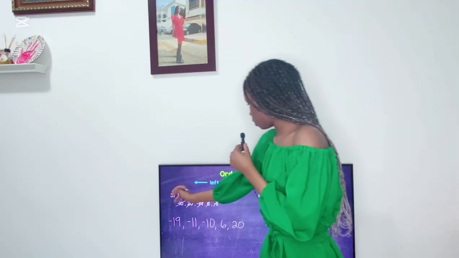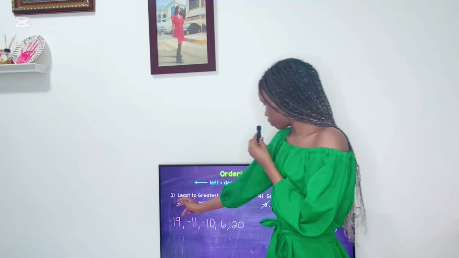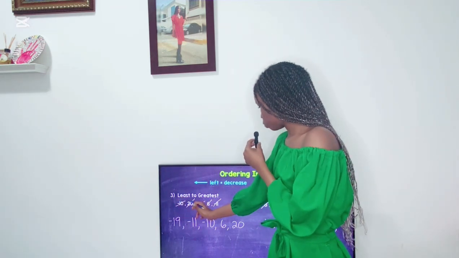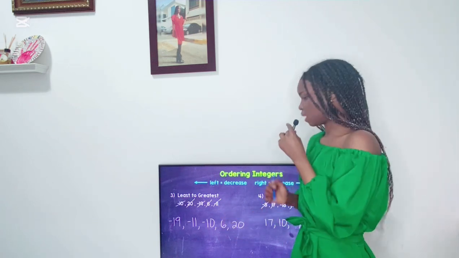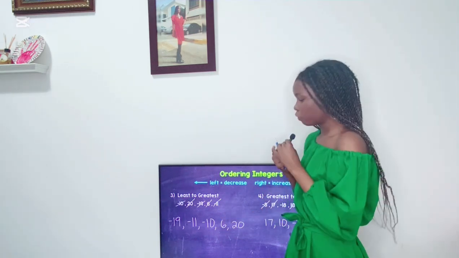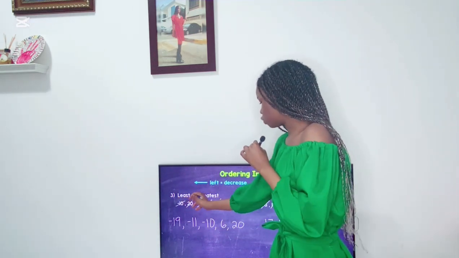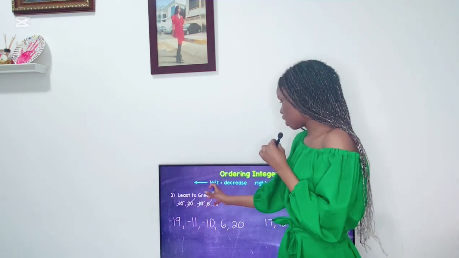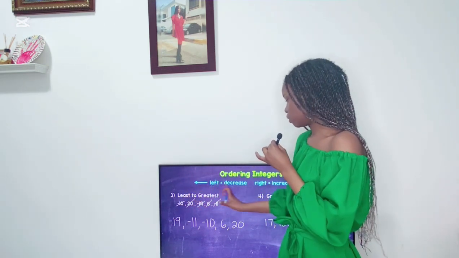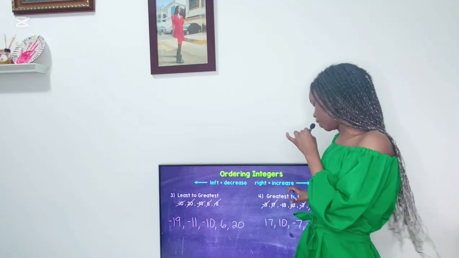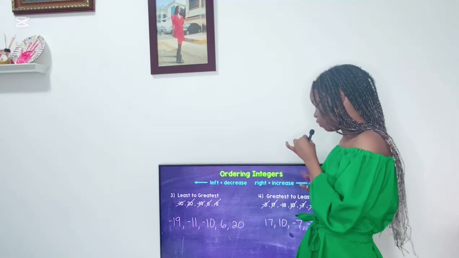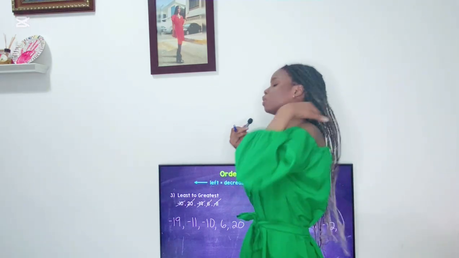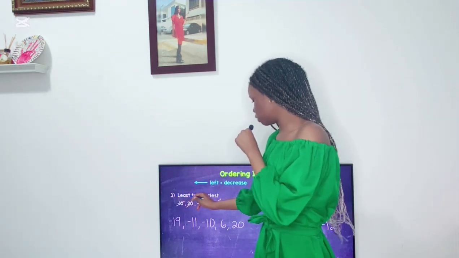So for number 3, it says we have a -10, a 20, a -19, a 6, and a -11. And what do we have to go from? We have to go from the least to the greatest. So left, you can say left is the least. So the positives are over on the right. So we are increasing. So we have +1, 2, 3, 4, 5. That's basically what we mean. Okay, but we have to go from the least to the greatest.